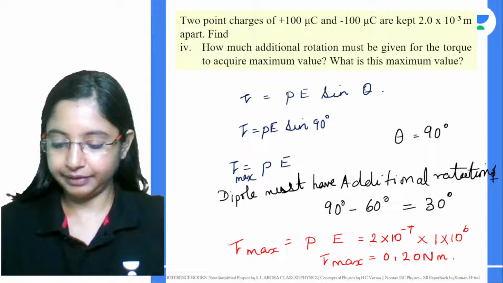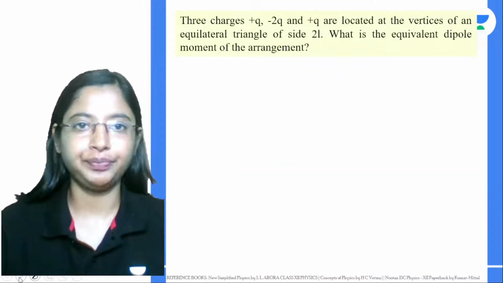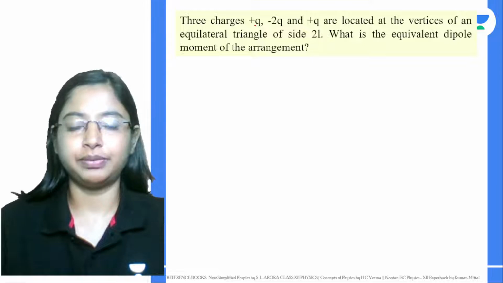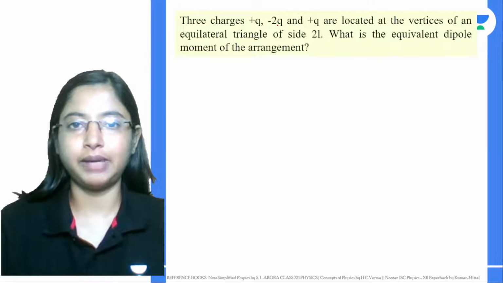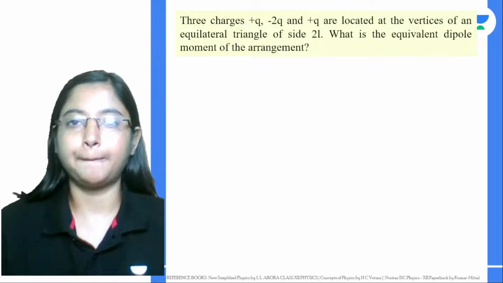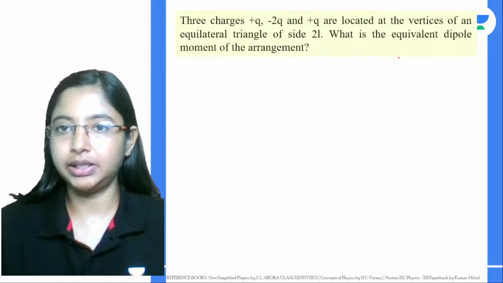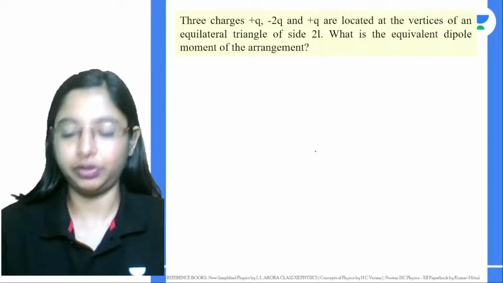Okay, let's have 7 minutes. Let's do one more quick question, and then we will end the session. Now we have 3 charges: minus q, plus q, minus 2q and plus q. They are located on the vertices of an equilateral triangle of side 2L. Now, knowing this, what is the equivalent dipole moment of the arrangement?